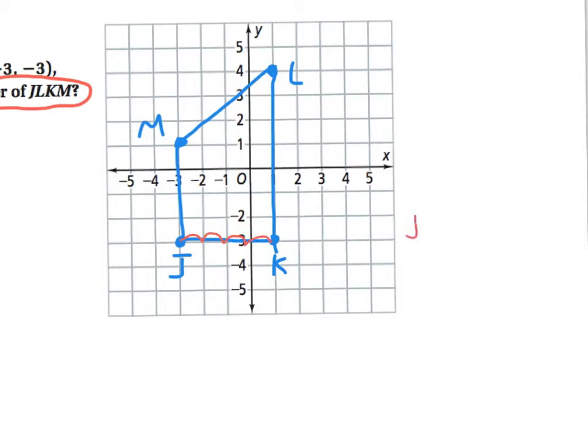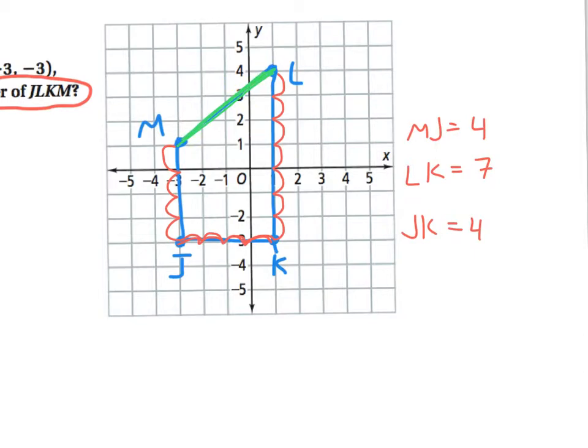So JK, I can just count: 0, 1, 2, 3, and 4. So there's no big deal on that one. LK is the same, but I'm going to count from K to L or from L to K: 0, 1, 2, 3, 4, 5, 6, 7. There you go. And MJ is going to do the same thing: 0, 1, 2, 3, and 4. So far, so good.